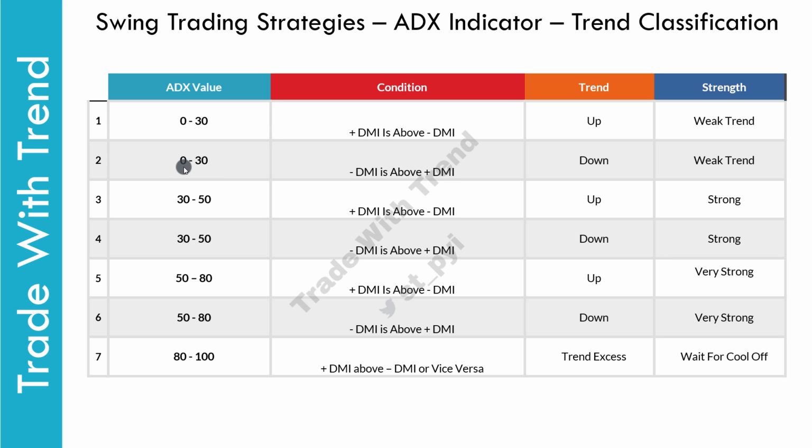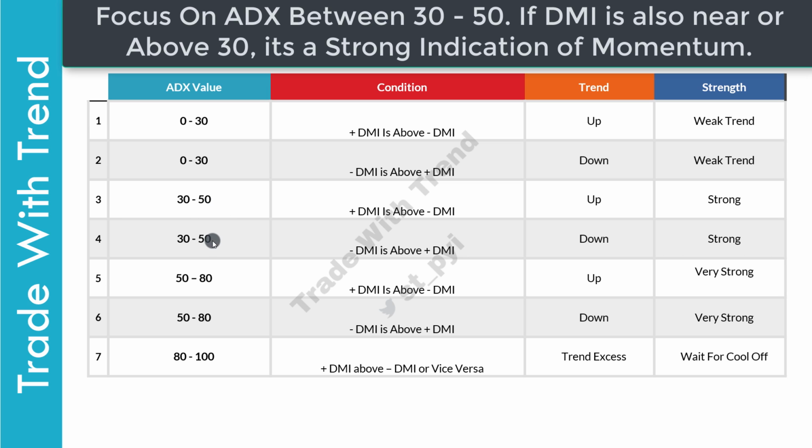Similarly, when ADX is below 30, that is between 0 and 30, and negative DMI is above positive DMI, then the trend is down, but the strength of the trend is weak. So trend is typically strong when ADX is between 30 and 50, and it is very strong when ADX is between 50 and 80. I hope this particular point is clear.